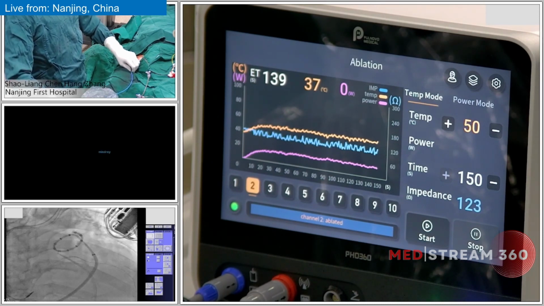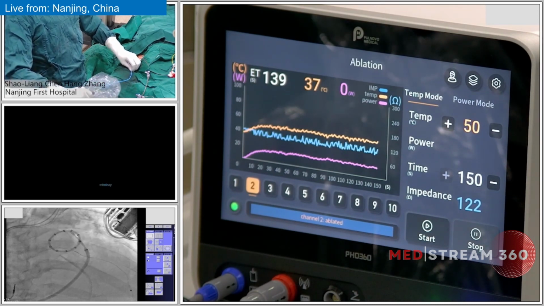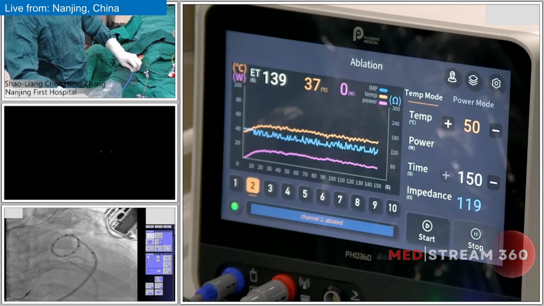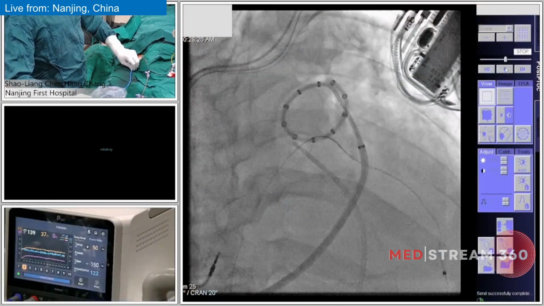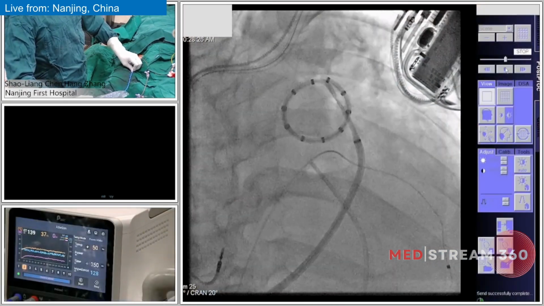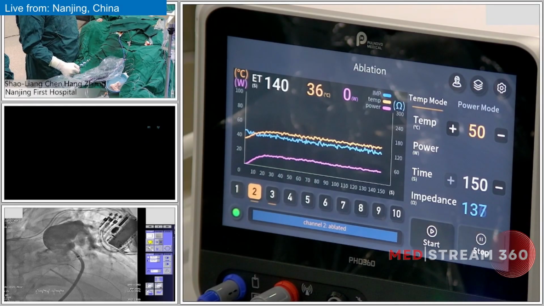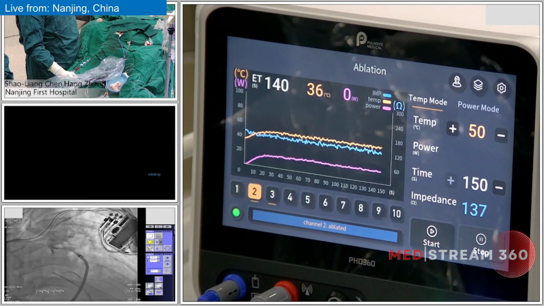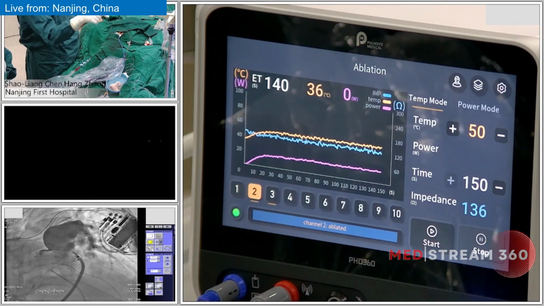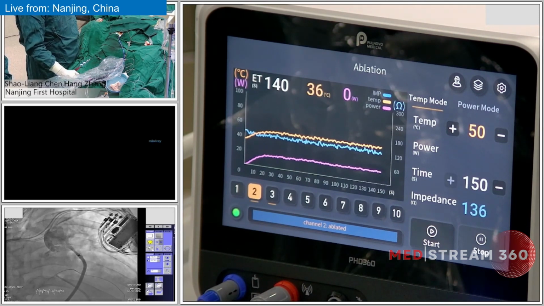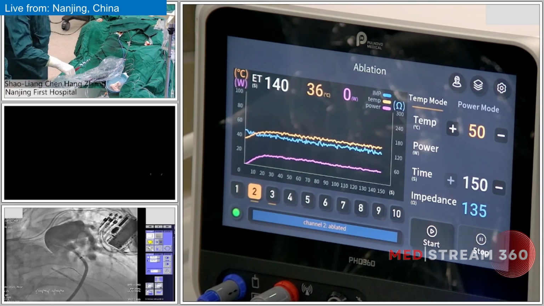So we have finished the ablation at site A and site B. Now I think we need to slightly rotate the catheter to get the ablation at site C. From the pressure line, we have finished the first 4 rounds of ablation. So right now, systolic pressure decreased to 60, I think less than 70.